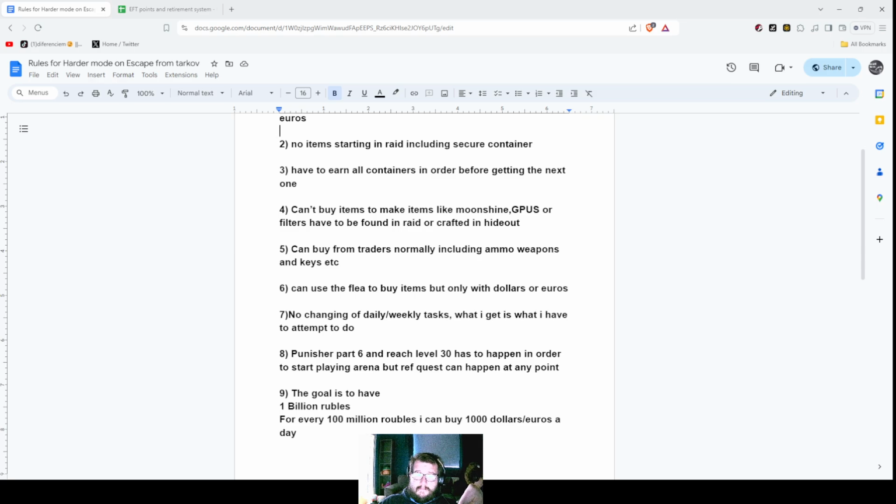Another rule, rule 7, there is no changing of the daily or weekly tasks. What I get is what I have to attempt to do. This is also to keep the rep, as it were, and everyone else that longs alive with it.